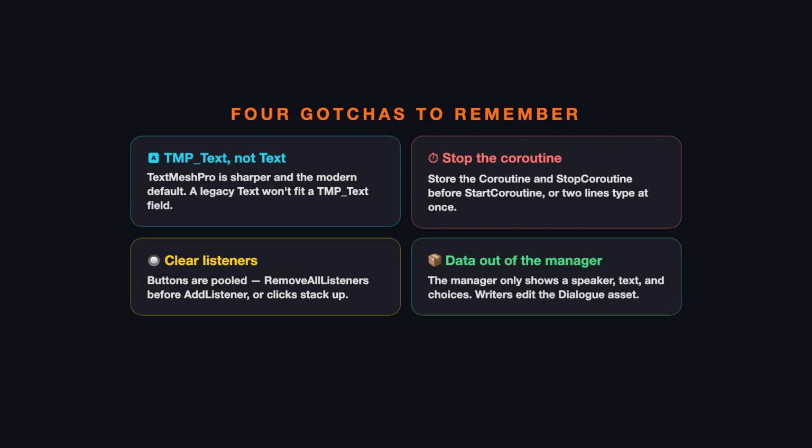And the one that ties it all together, keep the dialogue data out of the manager. The dialogue manager never knows what the guard says. It only knows how to show a speaker, some text, and a list of choices. Your writers edit the dialogue asset, you never touch the manager. That separation is what lets a dialogue system scale from 3 lines to 3,000.